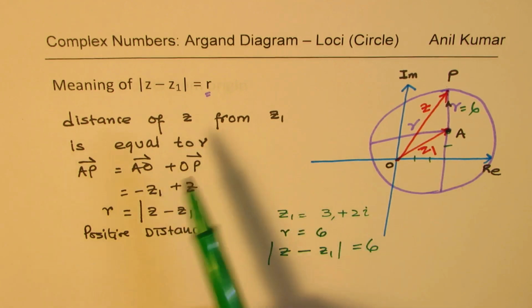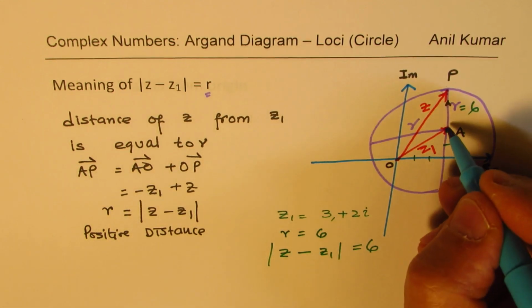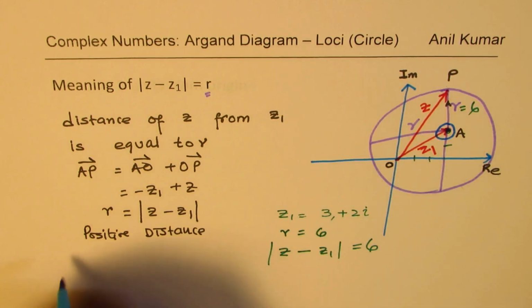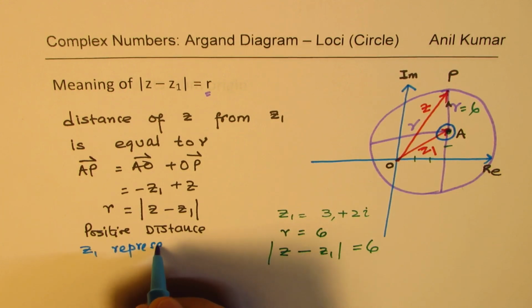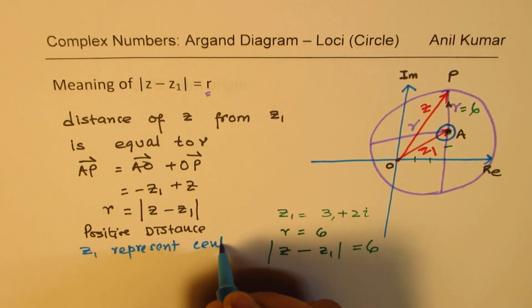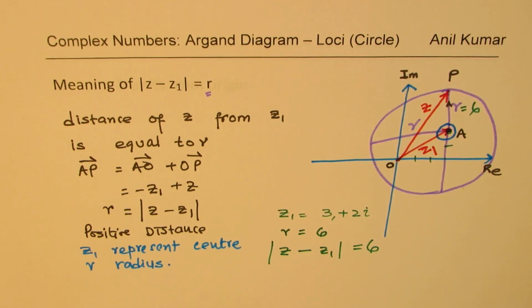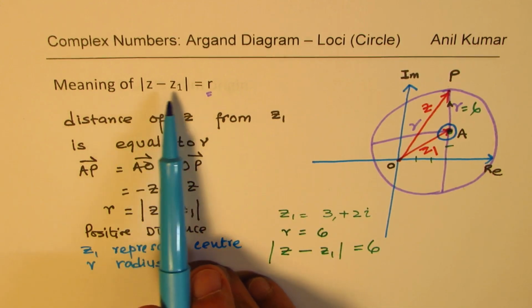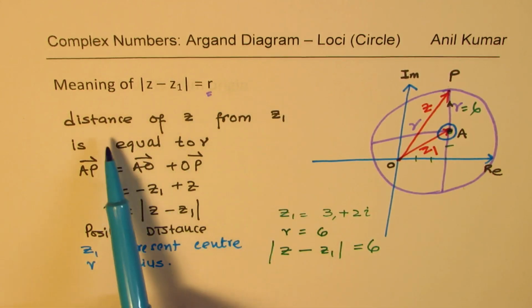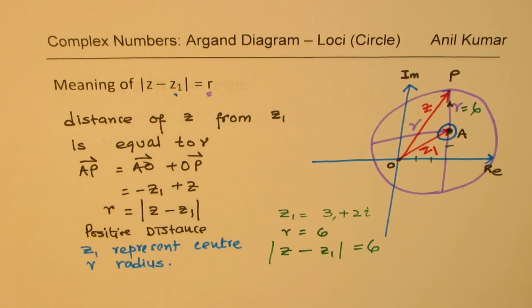So from this discussion, you learn that z1 represents the center, right? So this point z1 is representing the center, and r is the radius. Correct? It'll be absolutely clear once we start taking examples, but I hope the concept is clear. So the distance of a point from z1 is r, right? Distance of any point from z1 is r. That is what it is.